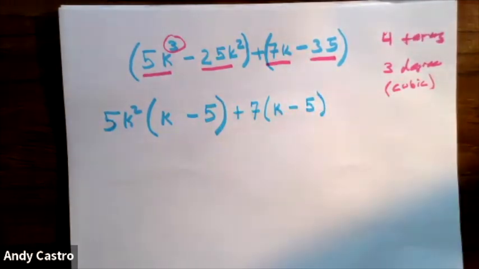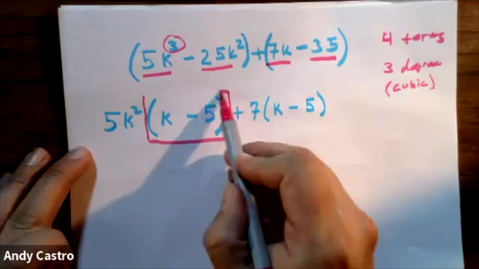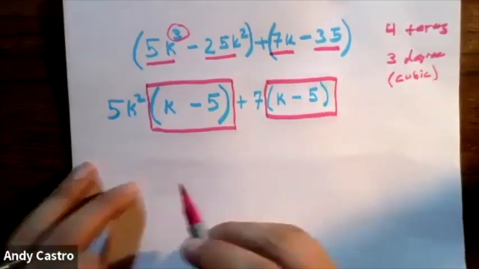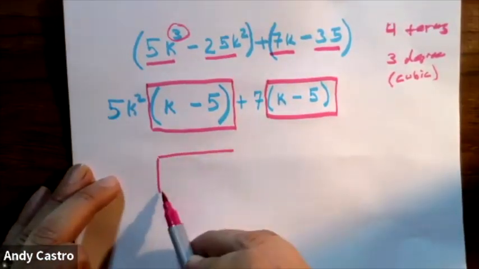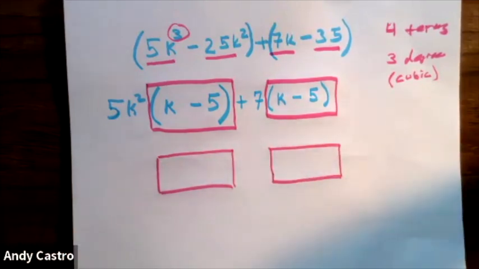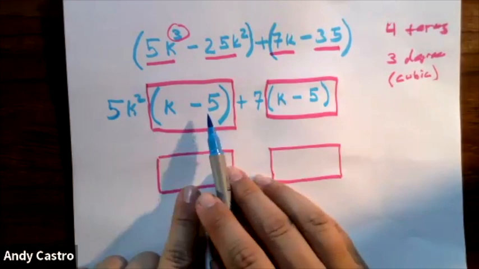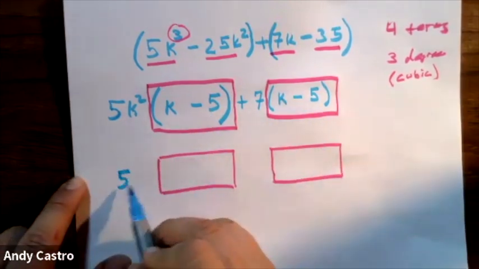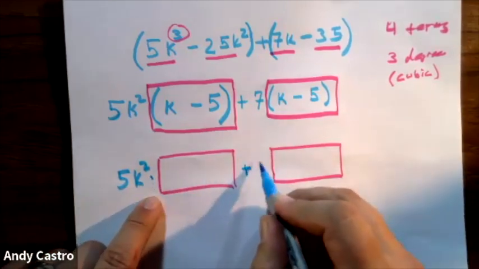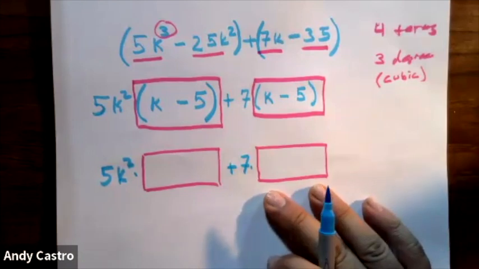Now, the reason this is significant, as we saw with the AC method, is that we now have, and I'm going to rewrite that here because I know it was kind of confusing when we went over it with the AC method. I'm going to write this here with nothing inside, to try to make it visually a little bit easier. They're going to represent being the same thing because inside it's just k minus 5 in both cases. So this is 5k squared times this box plus 7 times this box.